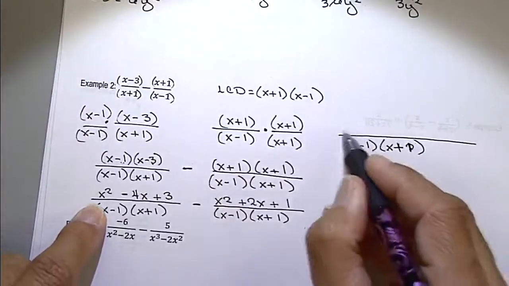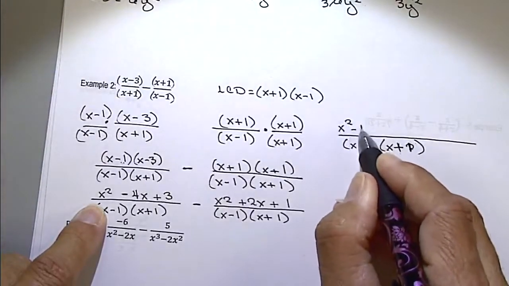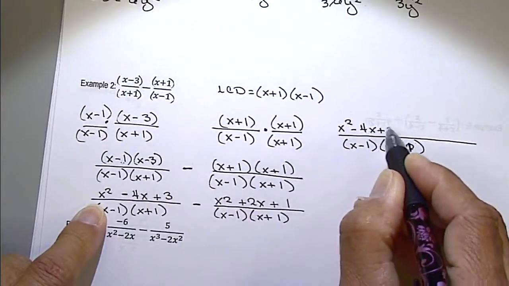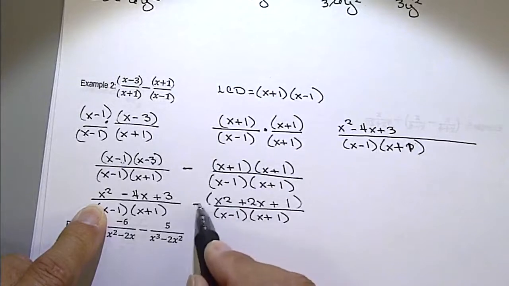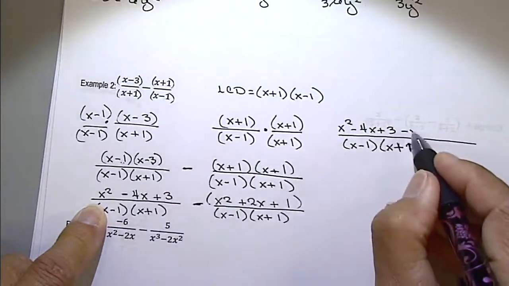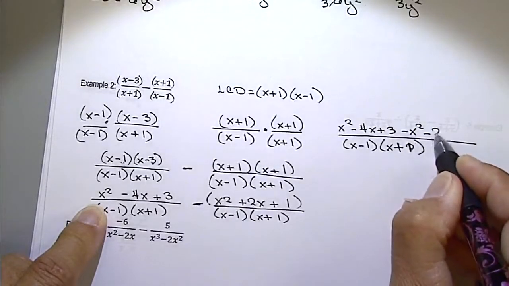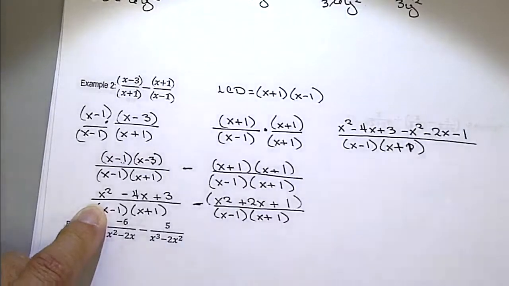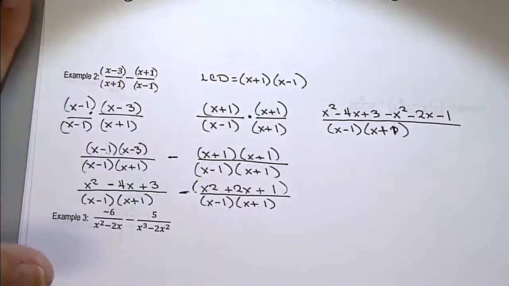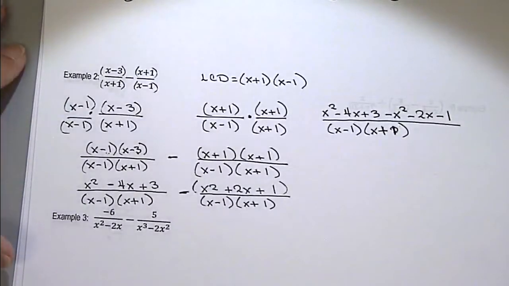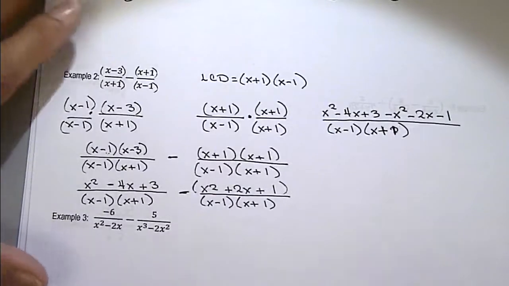And then what I've got here is x squared minus 4x plus 3. And this is minus everything in the numerator, isn't it? Minus x squared minus 2x minus 1. Don't mess that up. Okay? When you're subtracting it, you're subtracting each of those terms in the numerator that's added, okay? All right? Now let's see what we have.